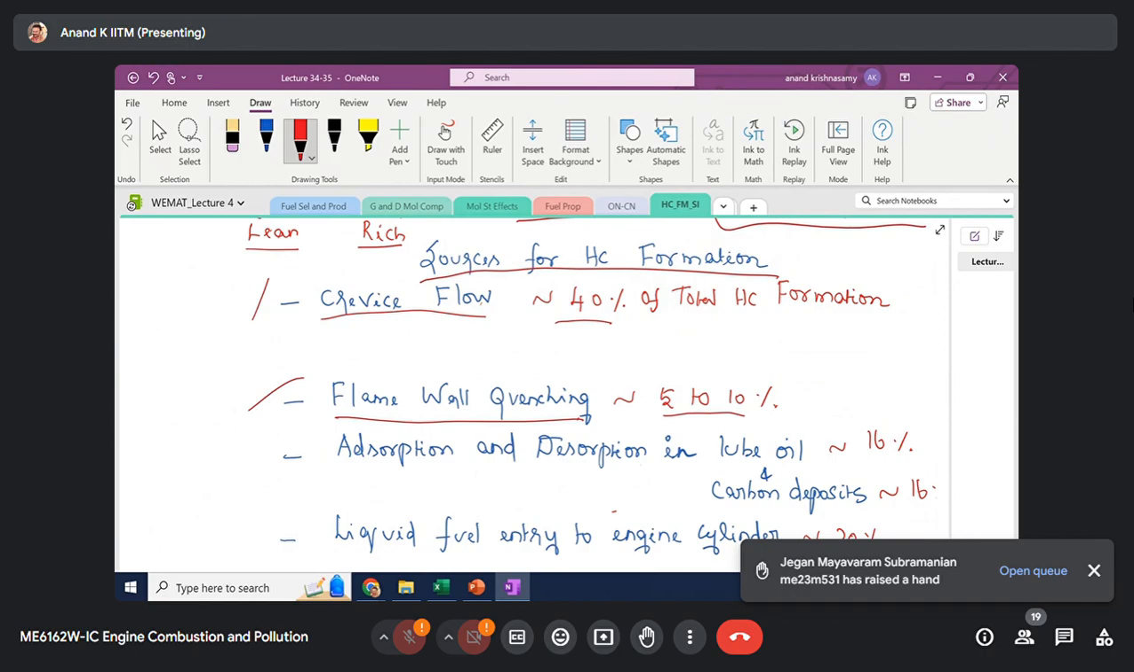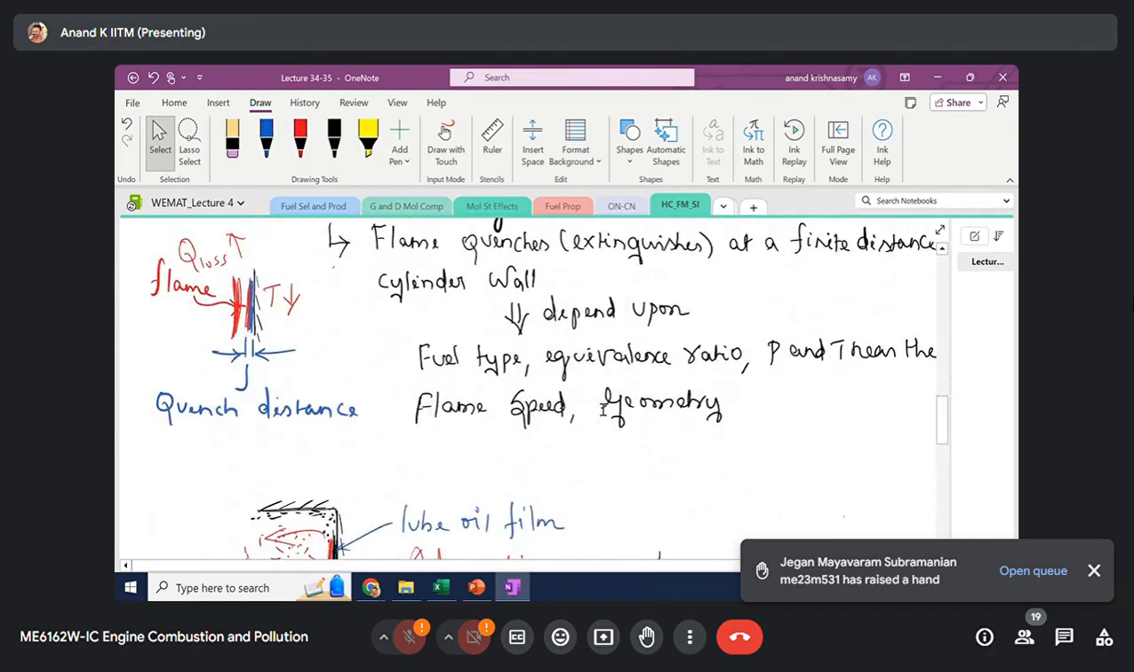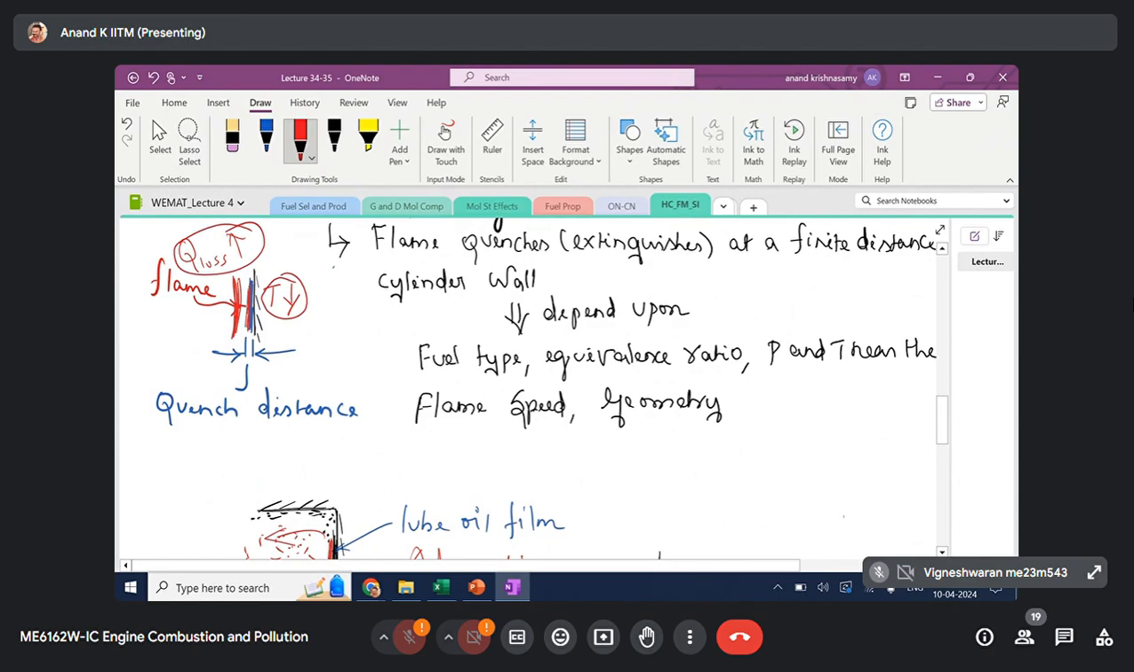Flame wall quenching. Quenching means the flame gets quenched, and this happens when the flame goes near the wall. What is happening in the wall region? You have a lower temperature in the wall region, so the flame will start to lose heat. There is heat loss happening when the flame moves closer to the wall.